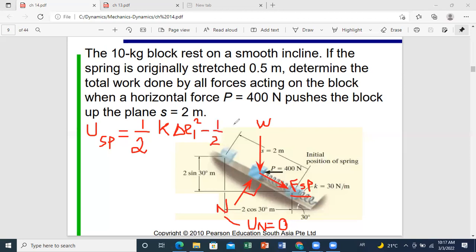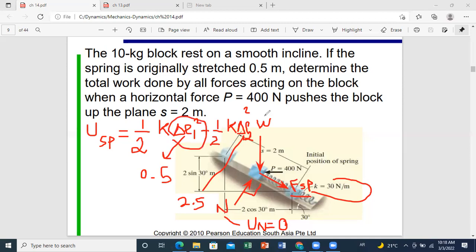K is given, it's 30 Newton per meter. Delta L1 and delta L2 were determined. So we replace K by 30 Newton per meter, we replace delta L1 by 0.5, and we replace delta L2 by 2.5. Now, will you get a positive or negative result for the work of the spring? Negative. Why negative? Because delta L1 is smaller than delta L2.